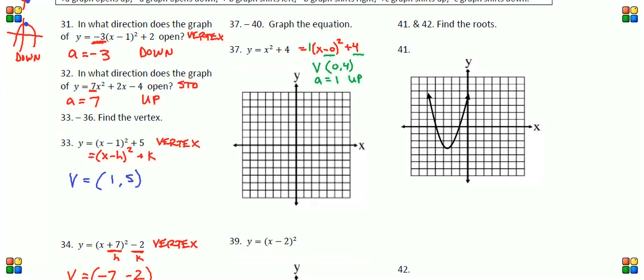Let's go ahead and graph this real quick. Our vertex is 0 on the x-axis, and 1, 2, 3, 4 on the y-axis. And now we can go ahead and graph our parabola.